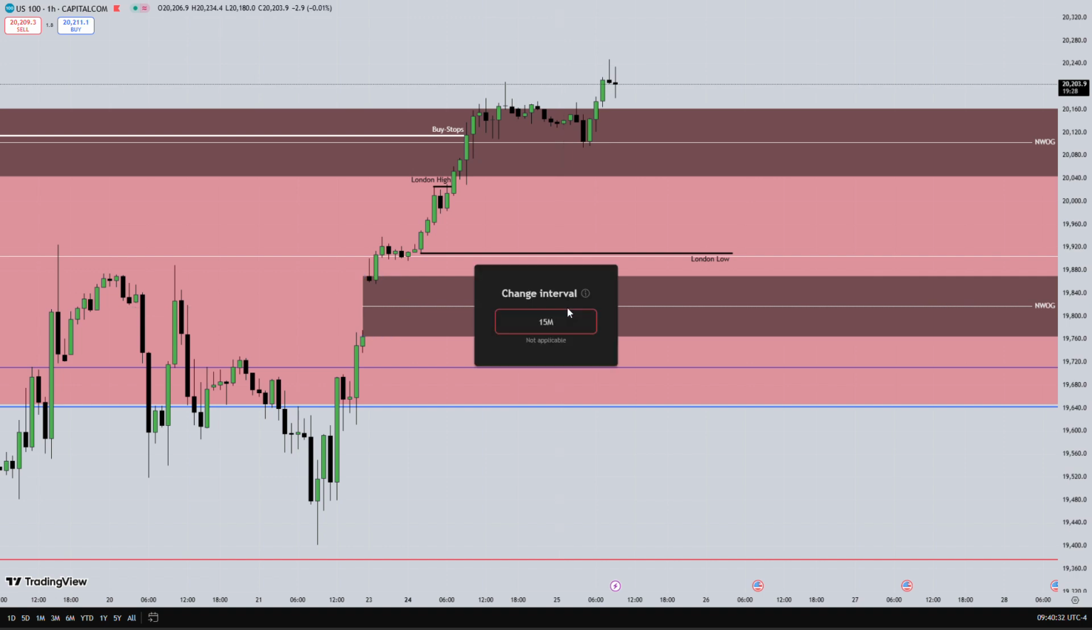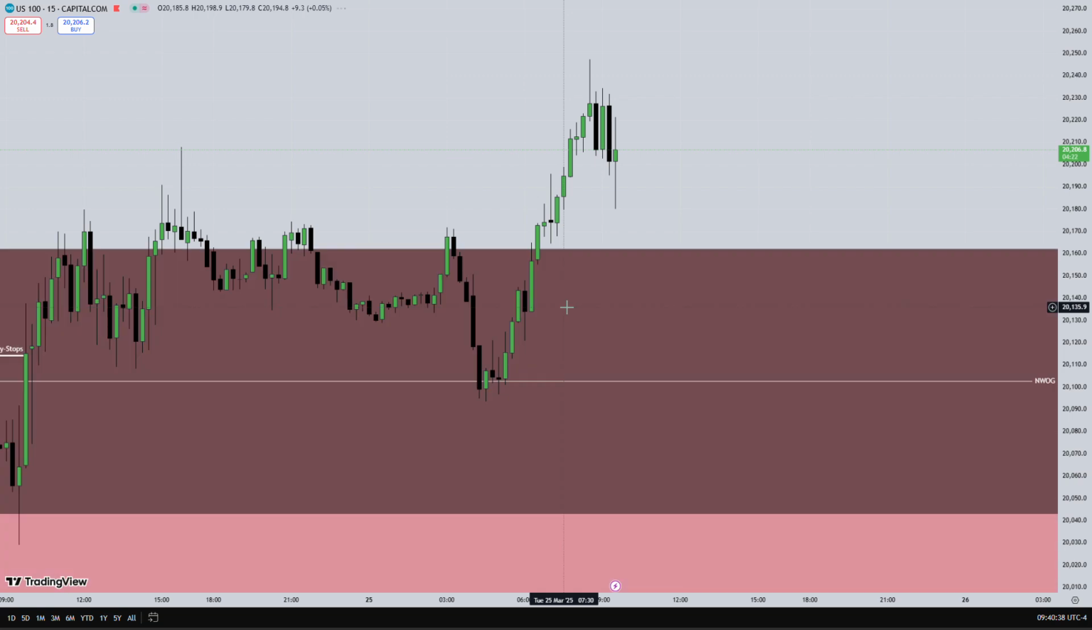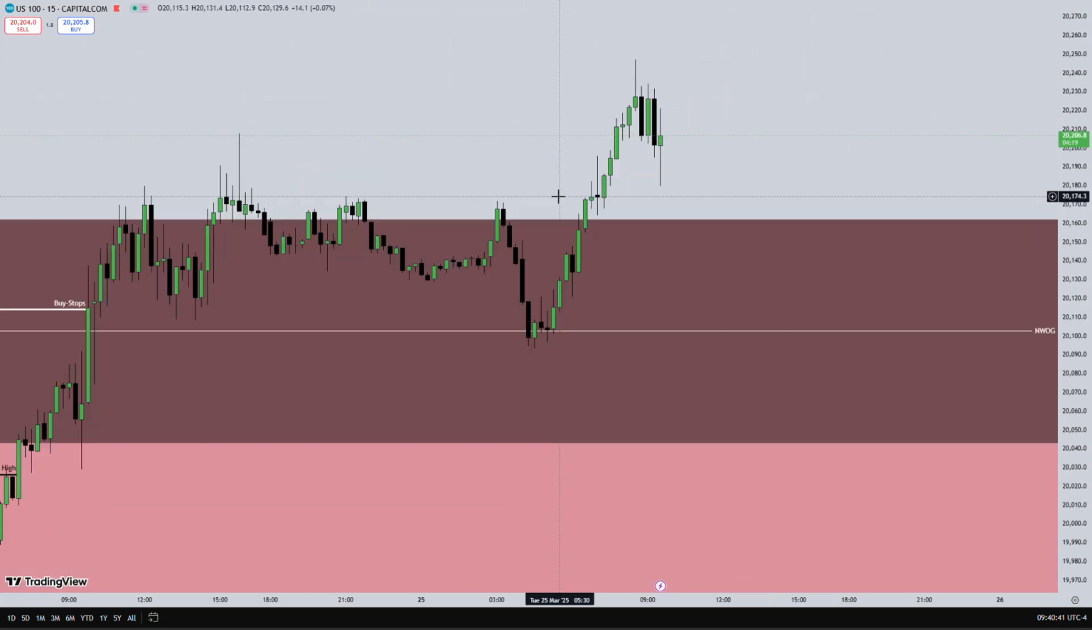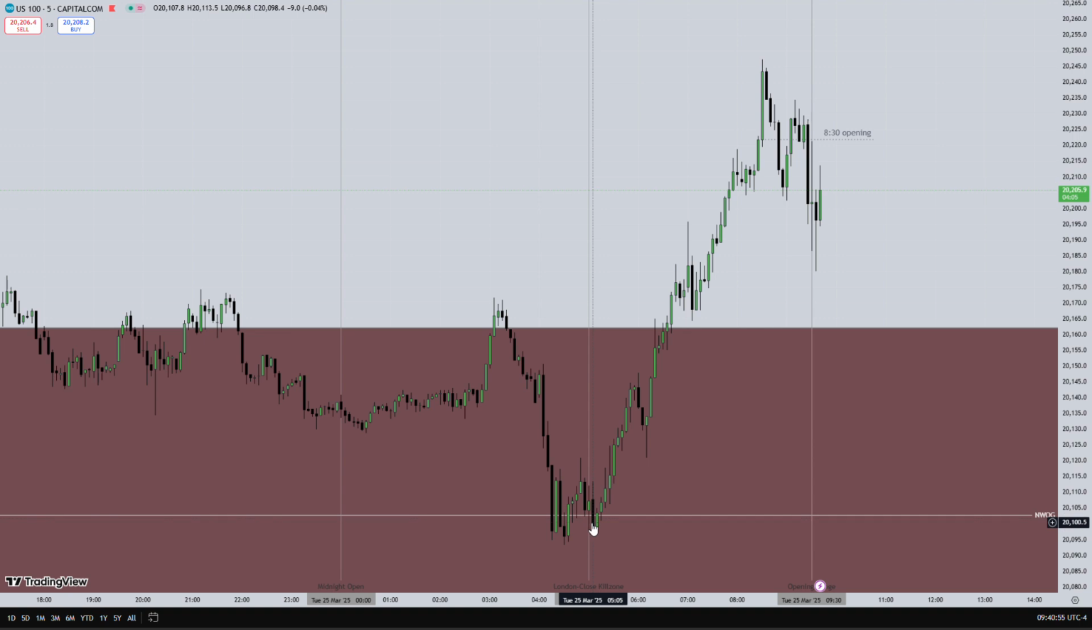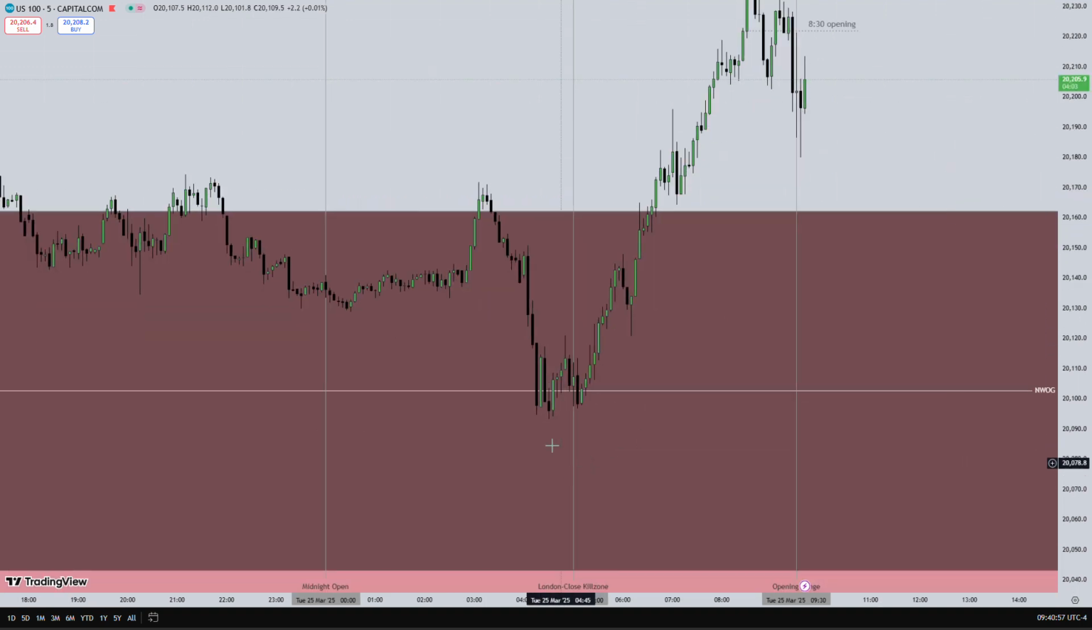On the 15-minute chart, we can see that price has been trading higher today. This is today's midnight open. Price has been trading above it and then below it, and then it started to trade higher. On the 5-minute chart, this is the London close, the London kill zone close.